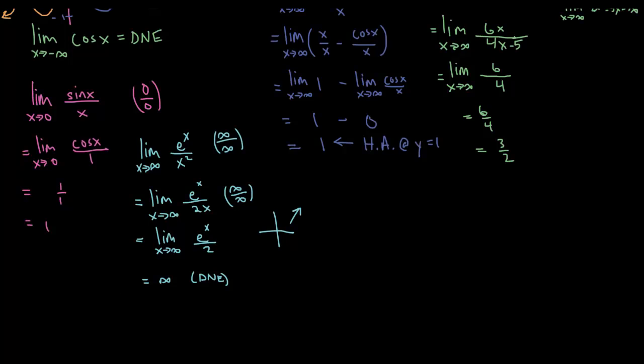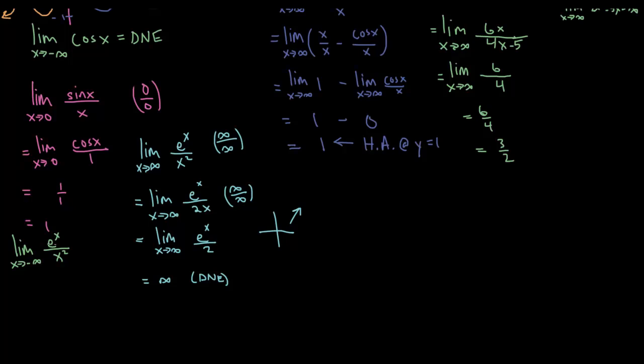Let's see here. Limit as x approaches negative infinity of e to the x over x squared. So same function. We're just looking at the left-hand end behavior. Now let's think to ourselves, is this in indeterminate form?